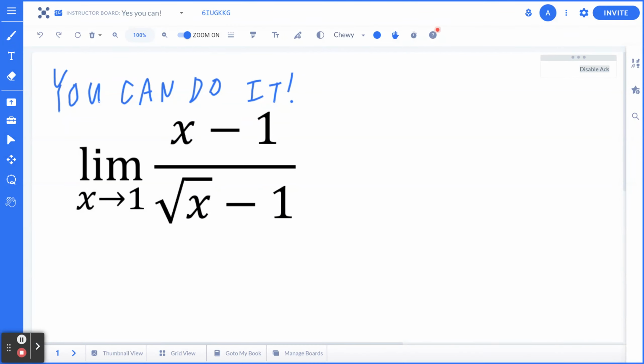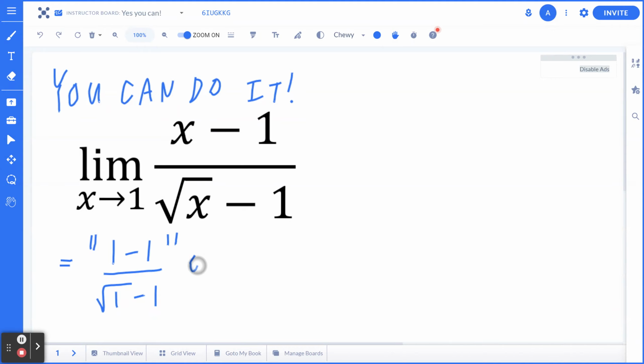Hi everyone, let's take a look at the following example. Find the limit of (x minus 1) divided by (the square root of x minus 1) as x is approaching 1. Step 1, plug in the actual number. So in this case, x is approaching 1, replace x with 1.